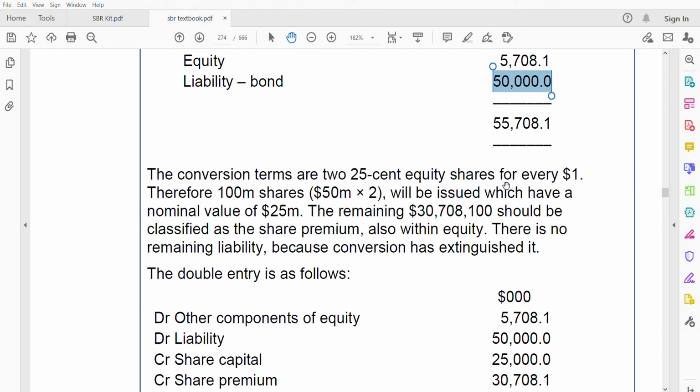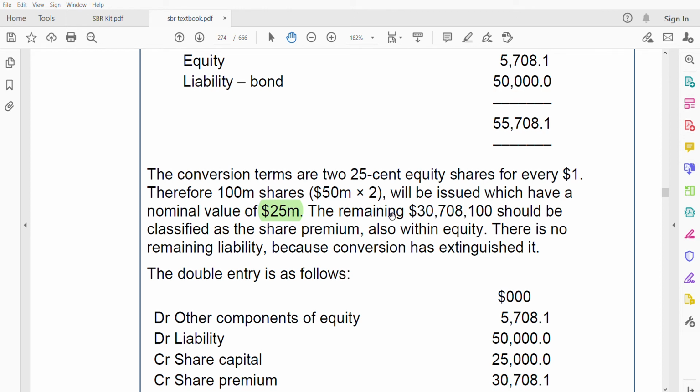The shares which will be issued will have a nominal value of 25 million. That's what it means. The nominal value will be 25 million, because it is 25 cents for every $1. So for 100 million shares, it will be 25 million, because 100 into 25 cents, 100 into 0.25, is 25 million. That's the nominal value.